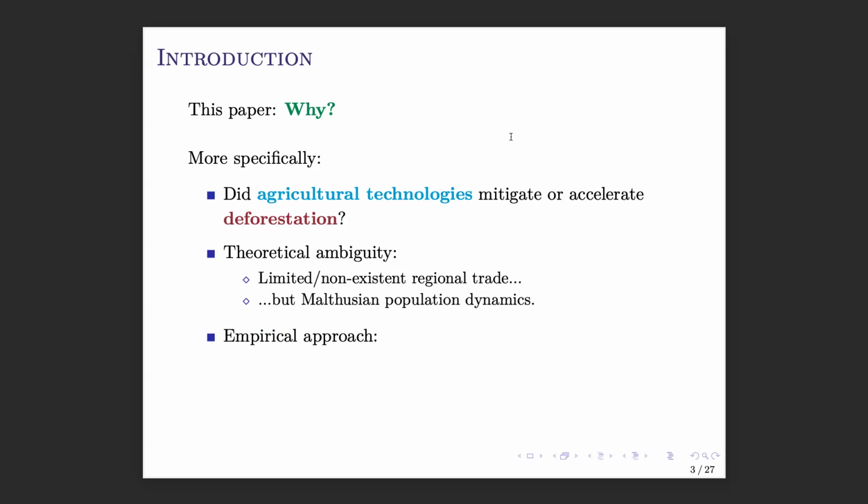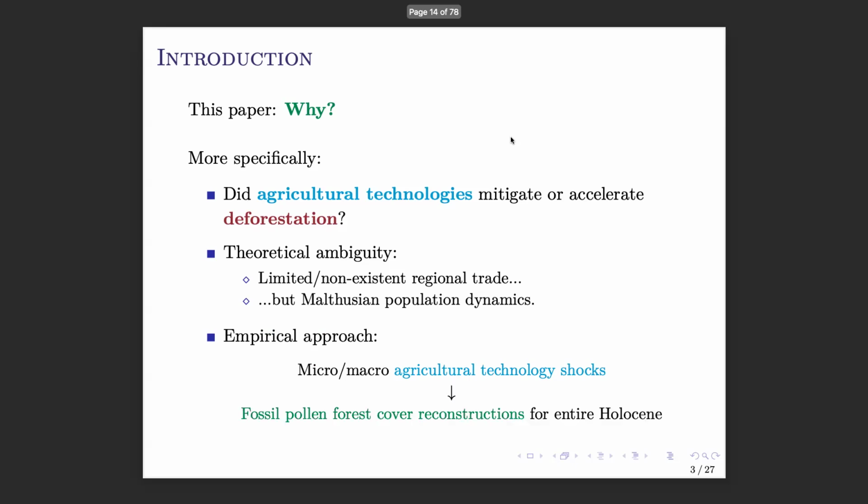So empirically, how I'm going to tackle this is starting with one macro agricultural tech shock and one micro agricultural technology shock. I'll describe what these are. And I will measure the effect of these shocks on forest cover using fossil pollen records that allow us to reconstruct forest cover for the entire Holocene period.